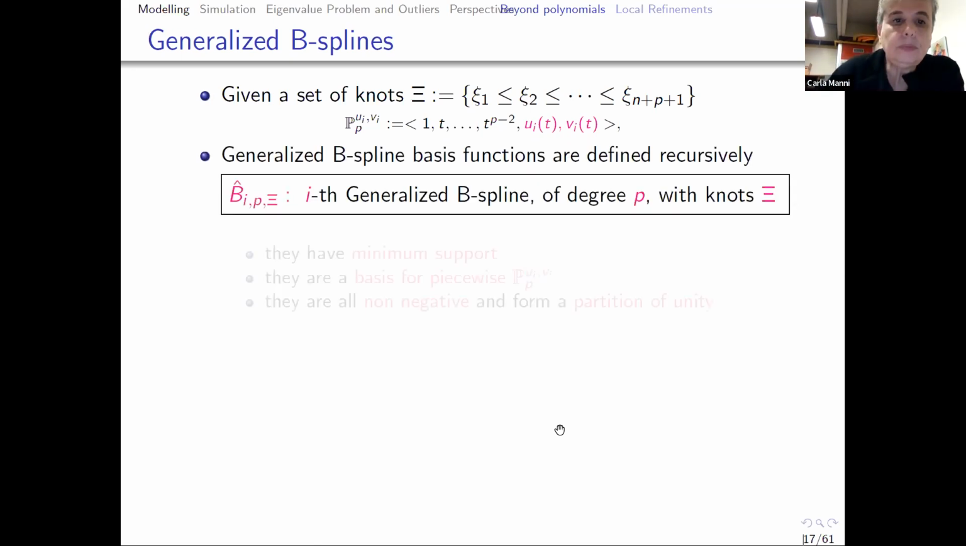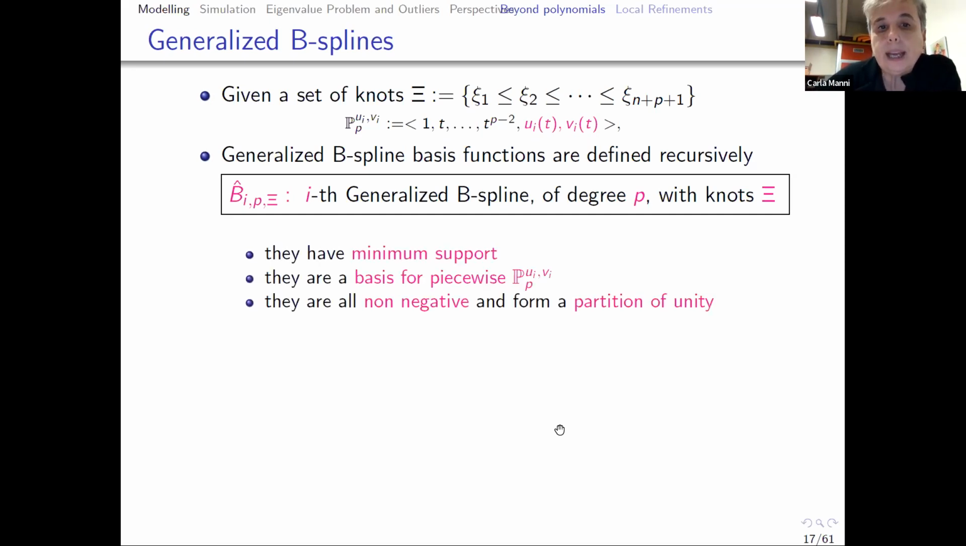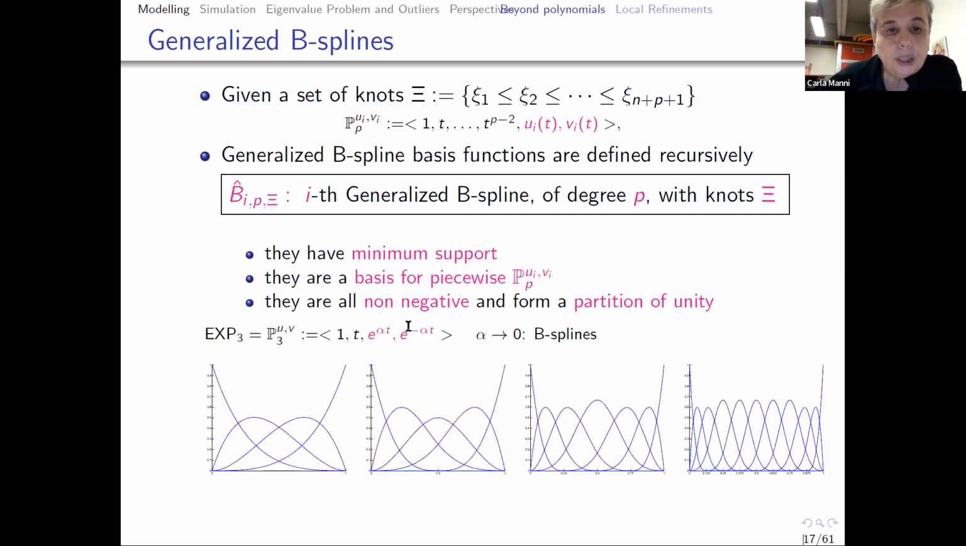So, generalized B-splines. The simplest case is when we replace the polynomial part with two functions. And so you have the same structure, you consider a set of nodes, and you consider a degree. I still use the term degree p because it is natural in this context, but what does degree mean here? It just means that the space has dimension p plus one.